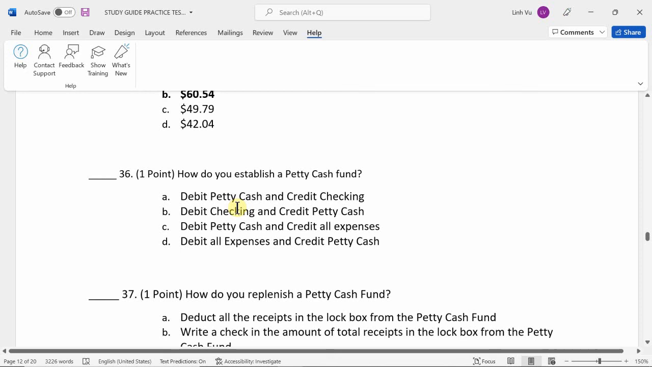Okay, good. All right. How do you establish a petty cash fund?